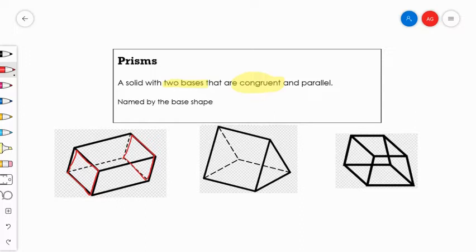And so here we have what we call a rectangular prism. And same for the next figure.